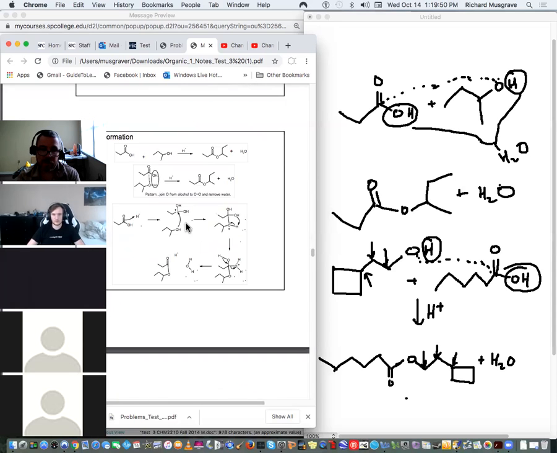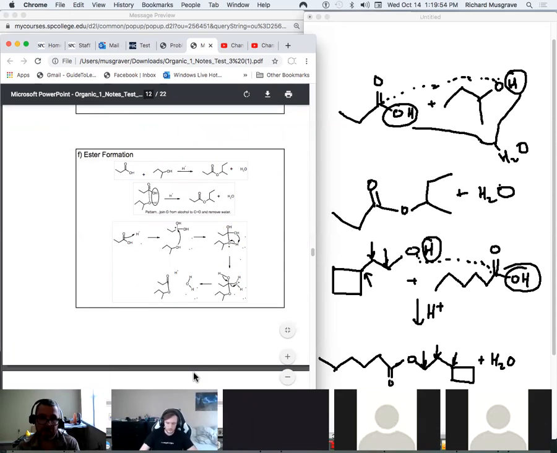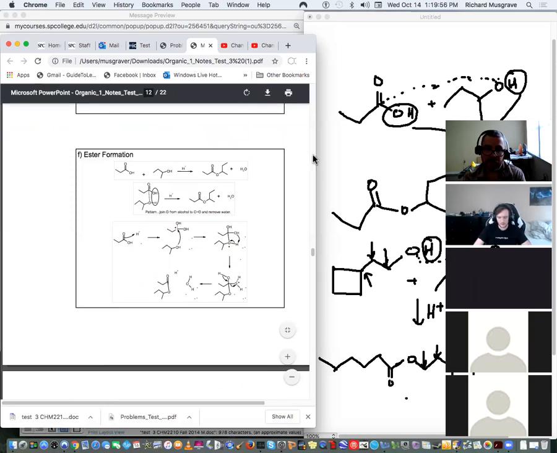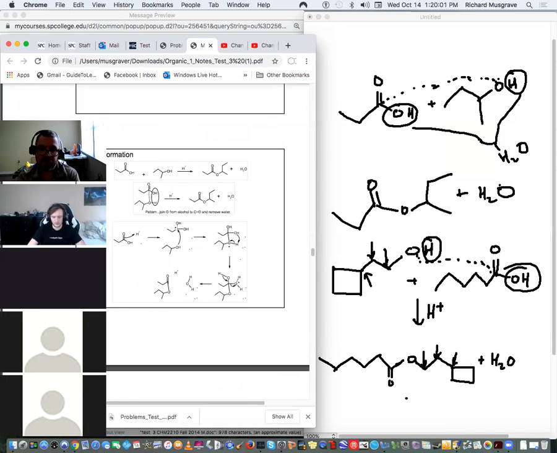Okay, any other questions about ester formation? Can you put it on either side? Yes, absolutely. That whole thing could be reversed, mirrored. Yours might look like that. The thing is, I'll always know. It doesn't matter how they're arranged. As long as everything's in the right order, I'll know. It'll be fine.